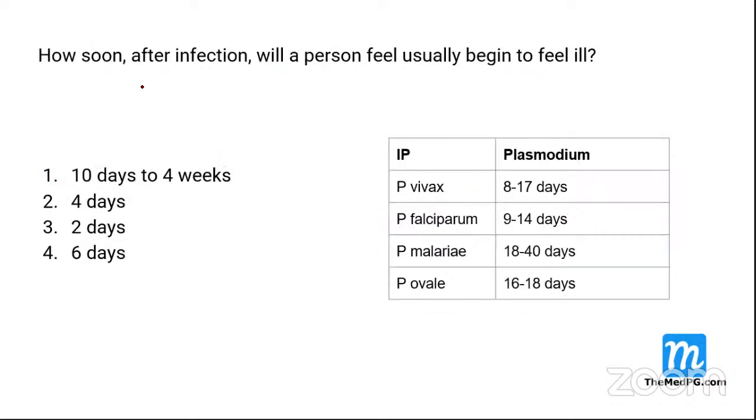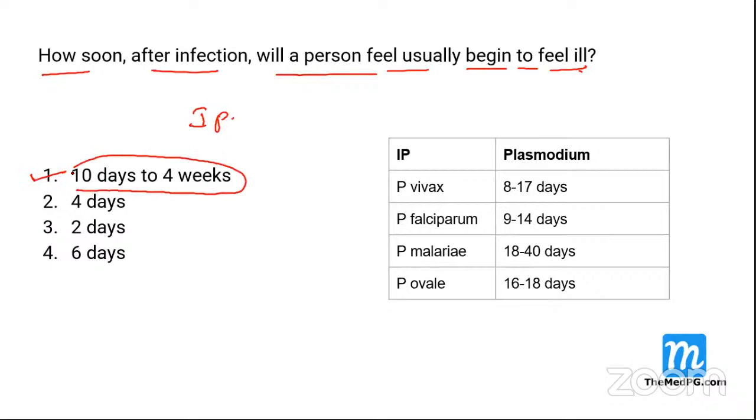Next. How soon after infection will a person usually begin to feel ill? That is the incubation period he is asking again, like after the person gets infected. 10 days to 4 weeks, the first option. Yeah, first one only we'll take. Again, we need to remember shortest and longest in between that. So the answer is the first one, 10 days to 4 weeks.